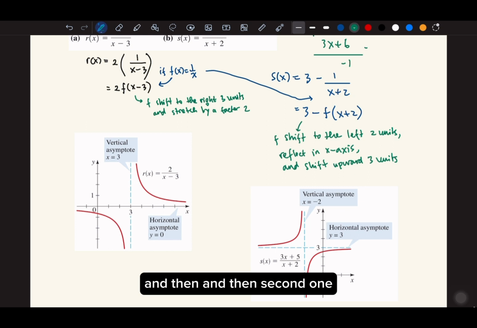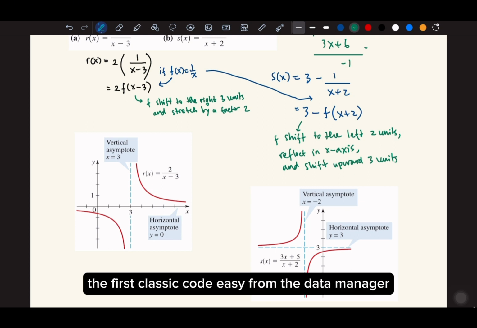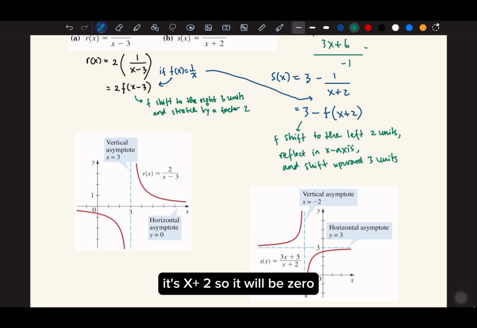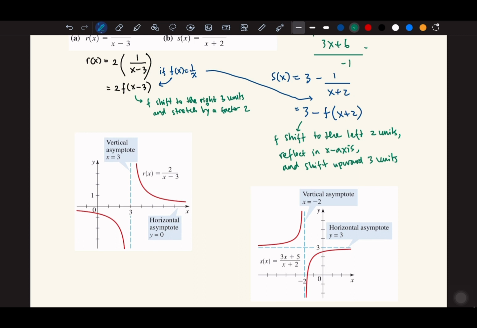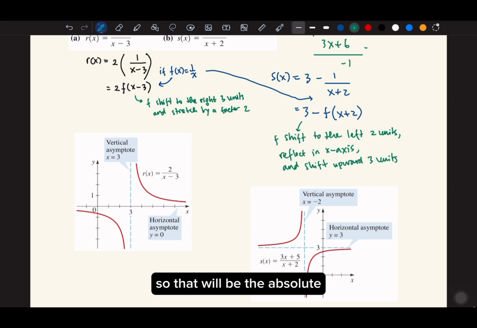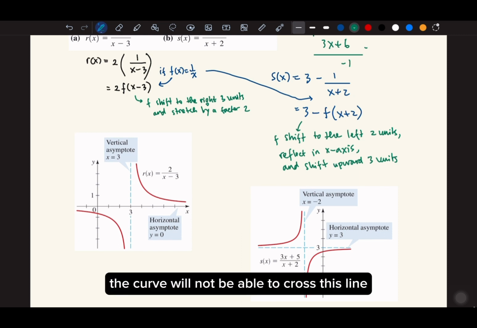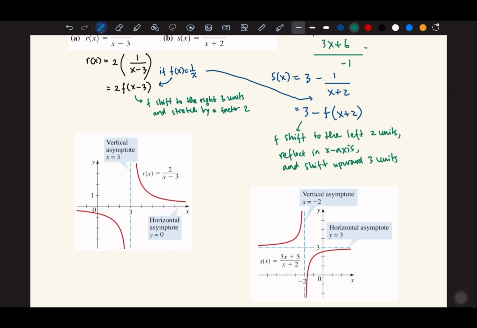And then the second one, the vertical asymptote is easy from the denominator. It's x plus 2, so it will be 0 if x is equal to negative 2, right? That is the one that we don't want, so that will be the asymptote. It means that the curve will not be able to cross this line.